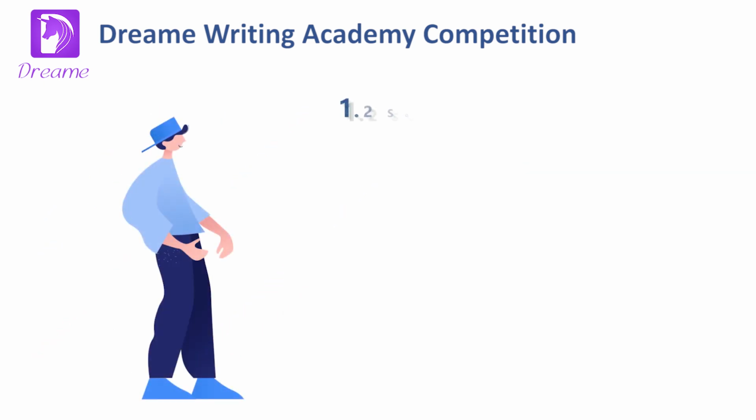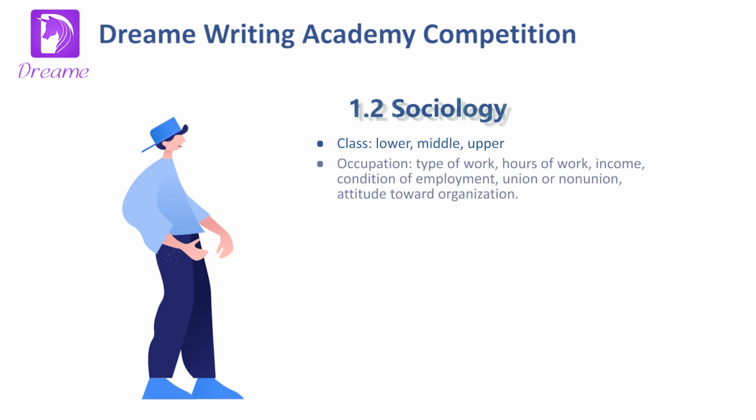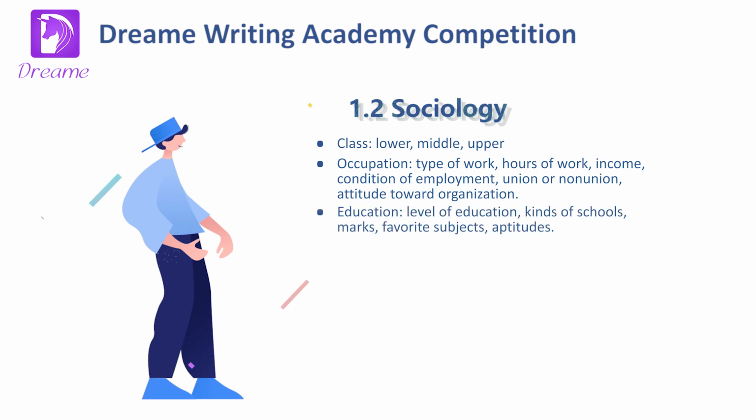1.2. Sociology. What should be considered about sociology is class. Are they lower, middle, or upper class? Occupation. The type of work they do, hours of work, their income, condition of employment, union or non-union, attitude towards organization, suitability for employment. Their education. Level of education, kinds of schools, their marks, their favorite subjects, aptitudes.